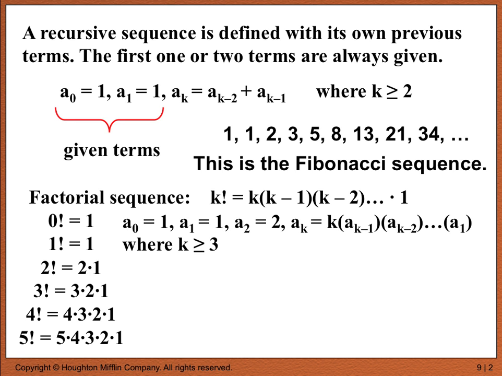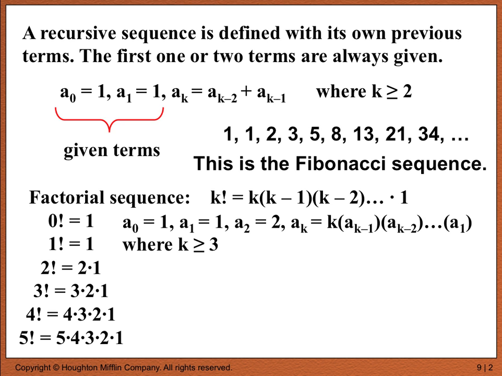In this case, you're given 3 terms: a sub 0 equals 1, a sub 1 equals 1, a sub 2 equals 2. And then we have a sub k equals k times a sub k minus 1 times a sub k minus 2, all the way until you get to a sub 1.